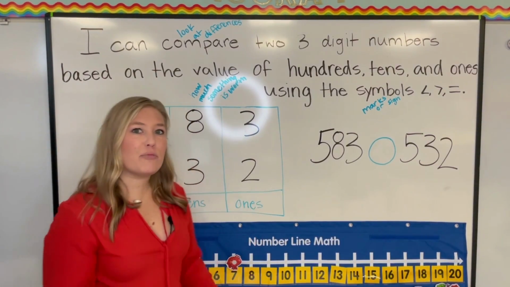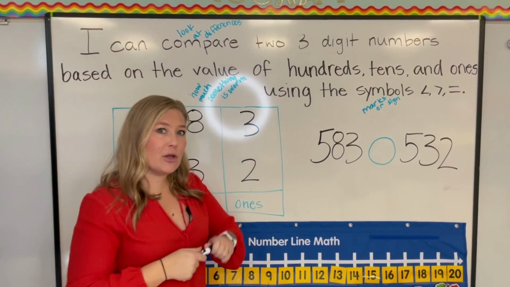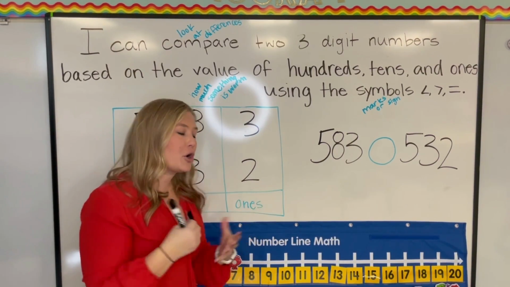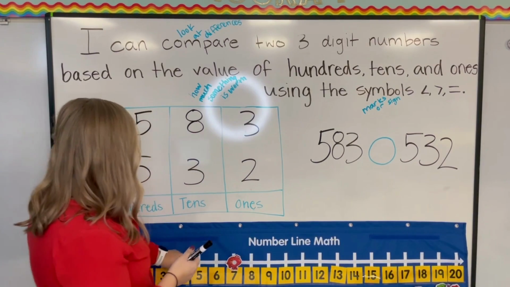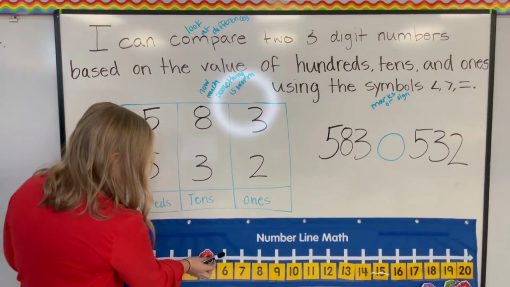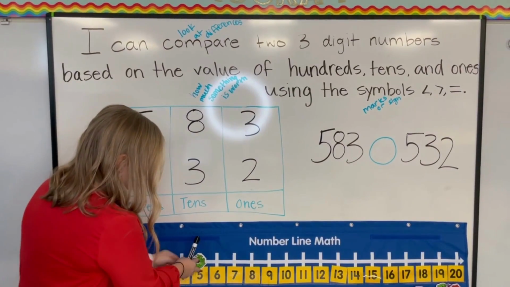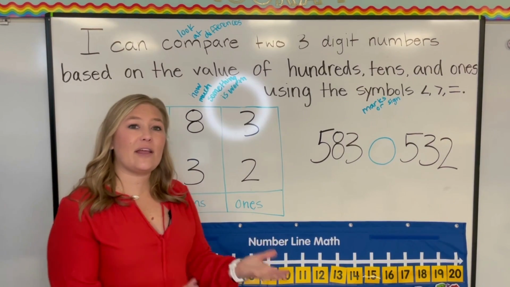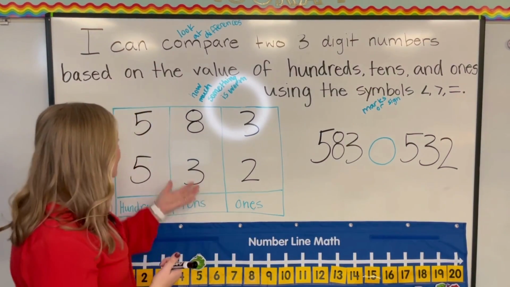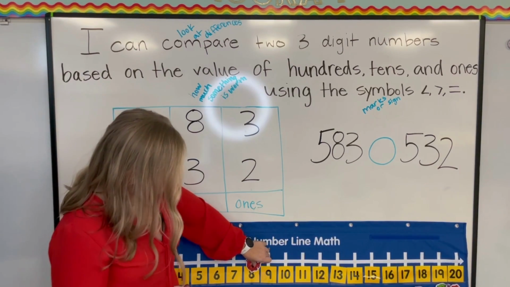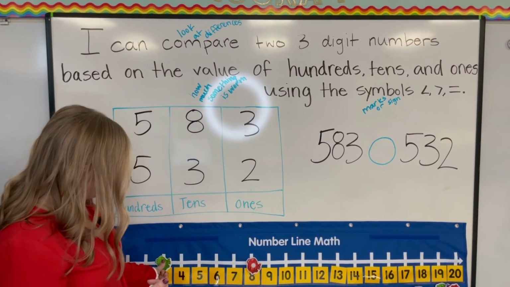So now that I have both my numbers in my place value mat, I'm going to go from my hundreds place to smaller to see which one is bigger. Well, first I start with a 5 in the hundreds place for both numbers. But if they're equal, that means I need to now look at the tens place. So when I look at my tens place, I have an 8 and a 3.